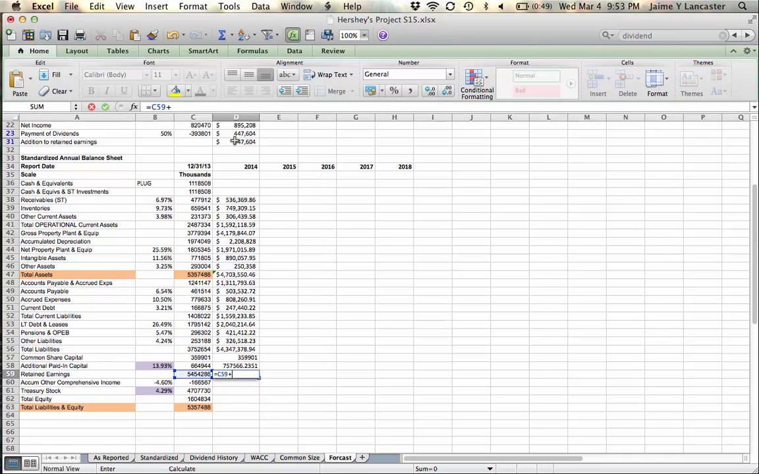So we added to retained earnings this net income. Half of it gets paid to shareholders, half of it gets put back into the company in the form of retained earnings, which is used to grow the firm, buy new assets, whatever.